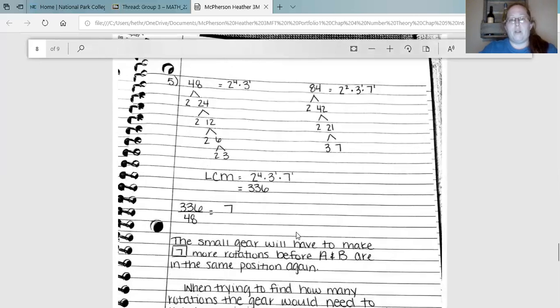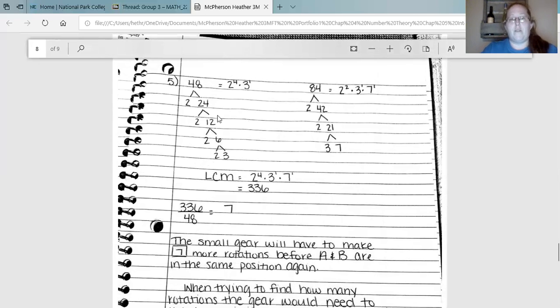Now, another way of doing the least common multiple, say for instance, this next question. It actually was a representation of a gear. It had two sizes of gears. One was 48 and one was 84. Well, in order to find the least common multiple for this number, I use the factor tree. So much easier for me to understand.